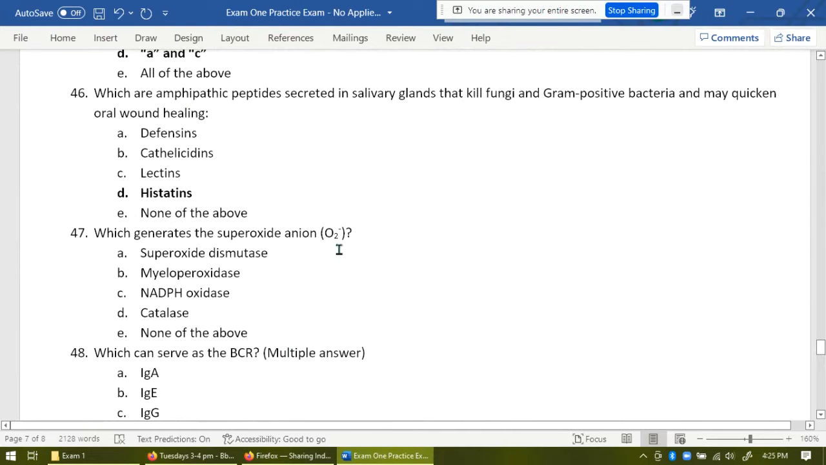Which generates the superoxide anion? You learned that one today. That would be NADPH oxidase. And then that is converted by superoxide dismutase into peroxide, hydrogen peroxide. Hydrogen peroxide can generate hypochlorite by way of myeloperoxidase, or it can be broken down into water and oxygen by catalase, which is expressed on pathogens.